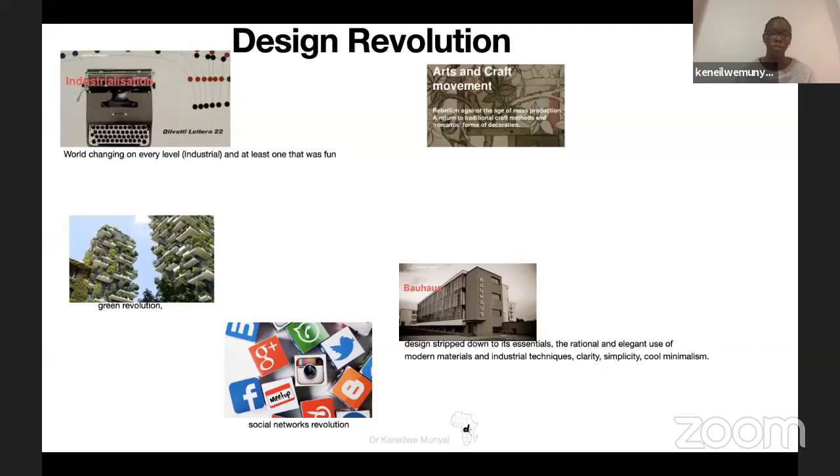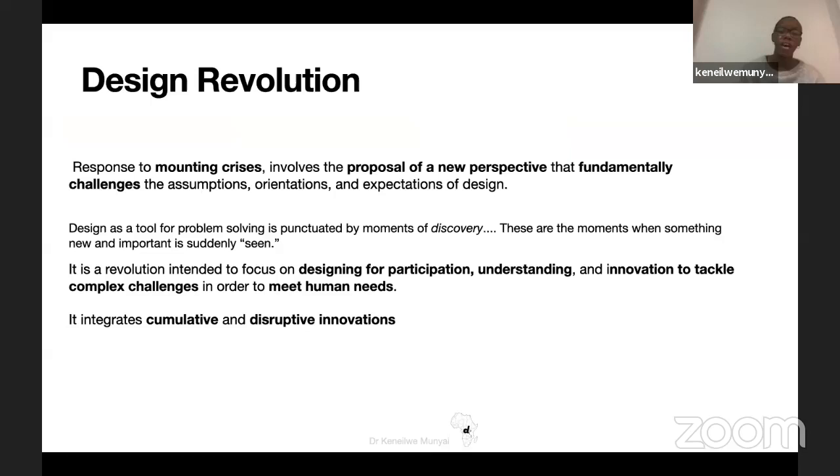So when we're talking about a design revolution, we're talking about a response to mounting crisis. It involves the proposal of new perspectives and challenging assumptions. And of course, the expectations of design. A lot of the times, the expectation is that design only applies to designing physical things or tangible products, but design is also a way of thinking and working.